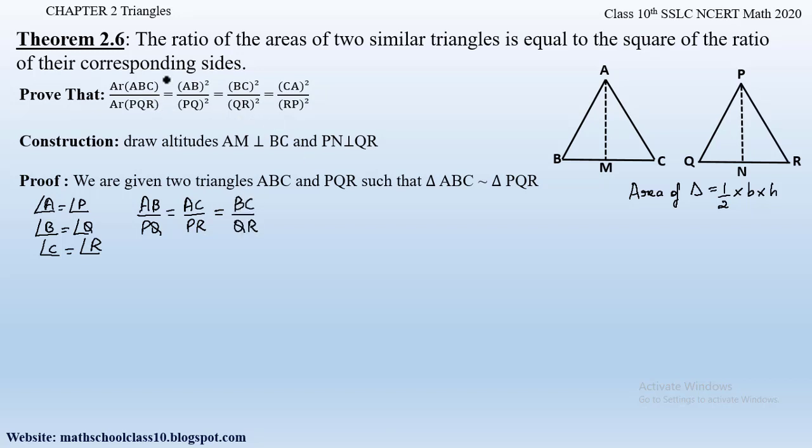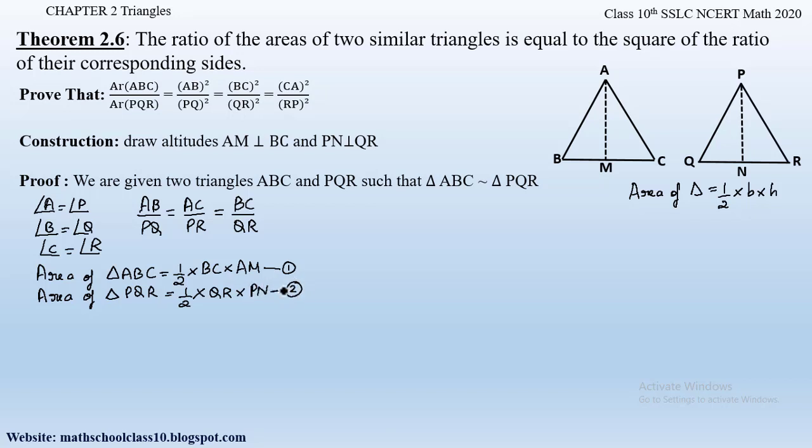Now coming to what we have to prove. Let us first find the area of triangle ABC and the area of triangle PQR. Area of triangle ABC is equal to half into base BC into height AM. Let this be equation 1. Similarly, let us find the area of PQR. Area of triangle PQR is equal to half into base QR into height PN. Let this be equation number 2.